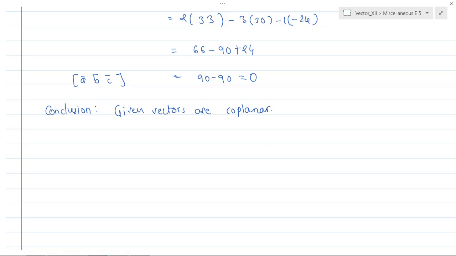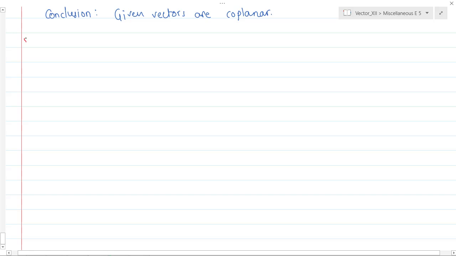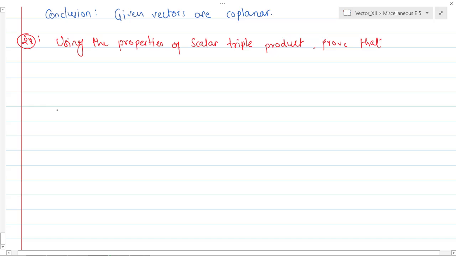28th question. It is like this. 28th. So the statement is: using properties of scalar triple product, prove that bracket a bar plus b bar plus c bar cross b bar minus a bar dot c bar is equal to 2 a bar dot b bar cross c bar.